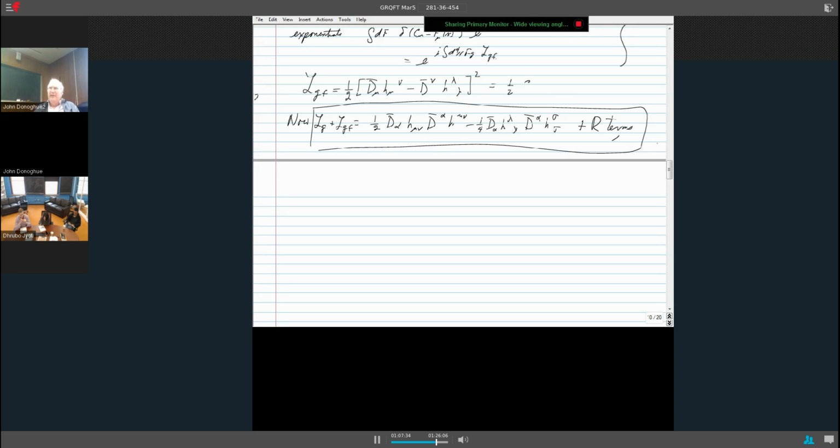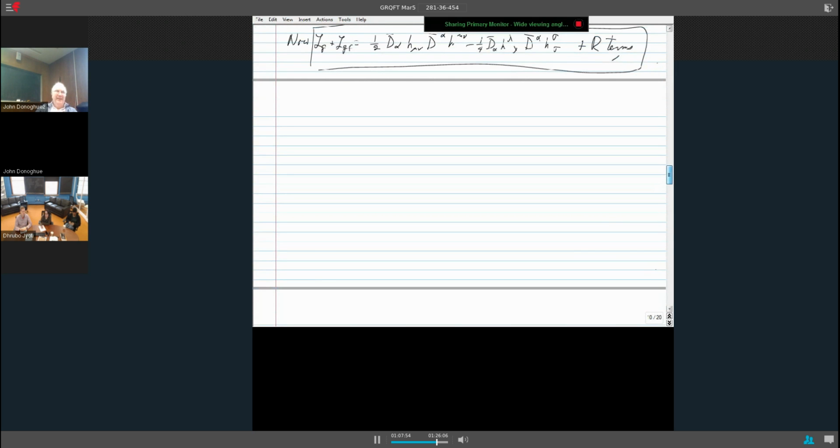So this simplifies the Lagrangian. L of gravity plus L gauge fixing is 1/2 D bar alpha h mu nu D bar alpha h mu nu minus 1/4 D bar alpha h lambda lambda D bar alpha h sigma sigma plus R terms. All right, that's better in a way. I've fixed the gauge, I've simplified. Last thing to do here is ghosts. Any questions at this stage?